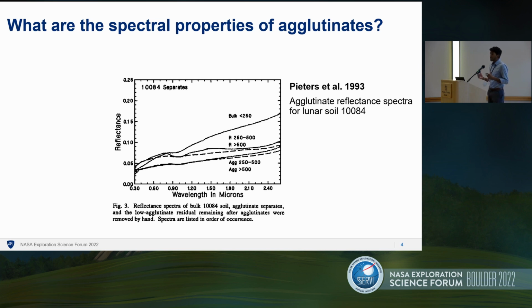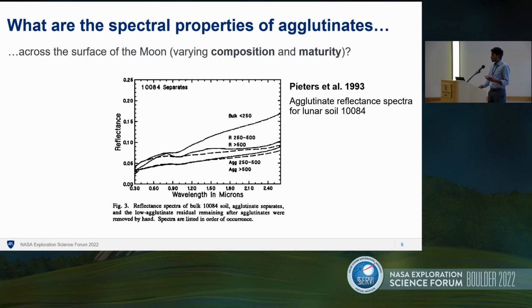Yet there is a bit of a limitation here. These spectra are all from a single lunar soil, 10084. So it's a little unclear how well these spectra generalize to representing agglutinates across the surface of the moon. So we still have this lingering question. What are the spectral properties of agglutinates across the surface of the moon as it varies in composition and maturity?